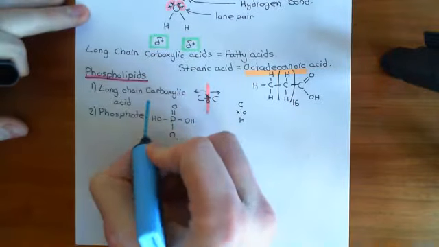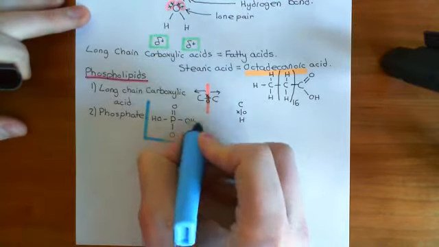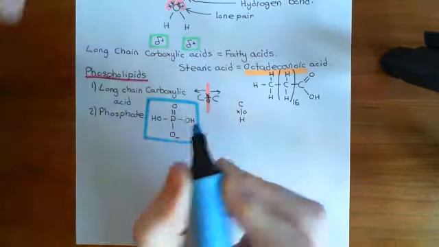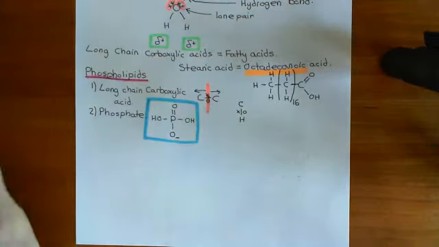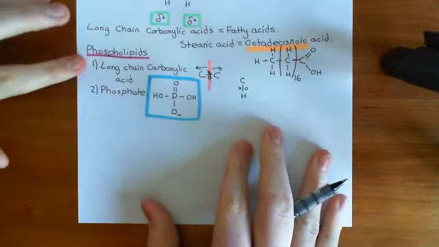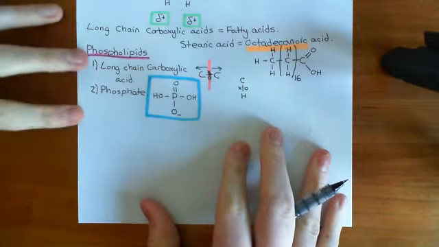So, in order to be considered a phospholipid, you have to have at least one long-chain carboxylic acid within your structure, and you also have to have a phosphate group within your structure. Those are the only two criteria that you have to obey in order to be a phospholipid.